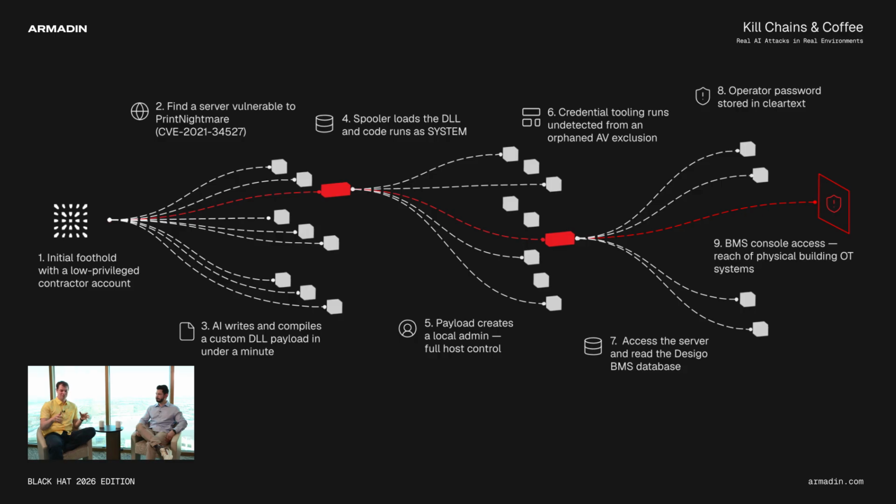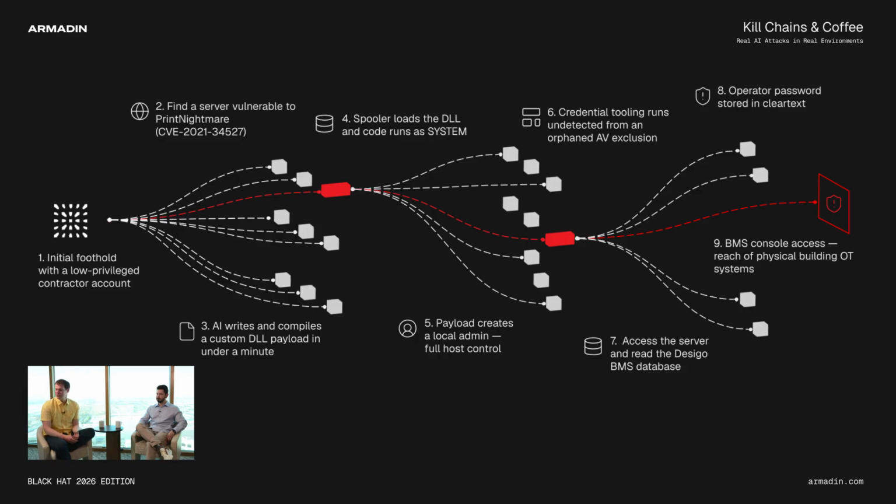Once we were on that server, we looked around and found that there was a database running locally. So this is, I think, important context. This is not a networked database, right? The server is networked, but the database wasn't exposed to the rest of the network. You had to be on the actual host to see it.